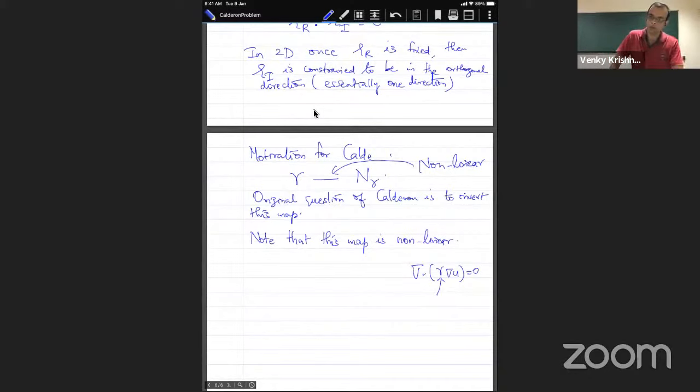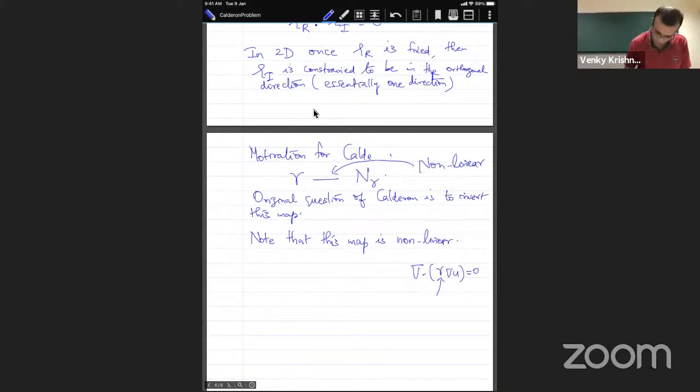Gamma 1 plus gamma 2, and the corresponding n gamma would correspond to n gamma 1 plus n gamma 2. There is no reason to expect that. It's not true either, right? So this map here is a highly nonlinear map. And what Calderon is asking is actually the question of inverting such a highly nonlinear map, right?